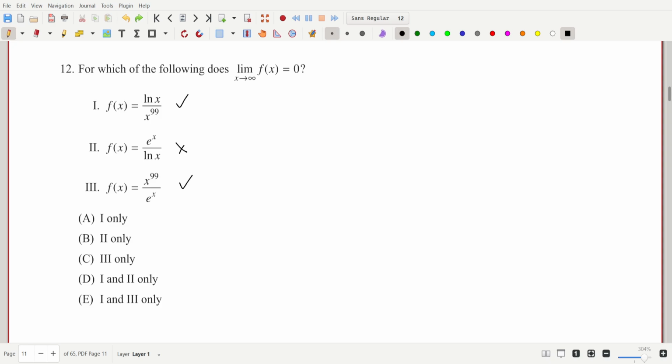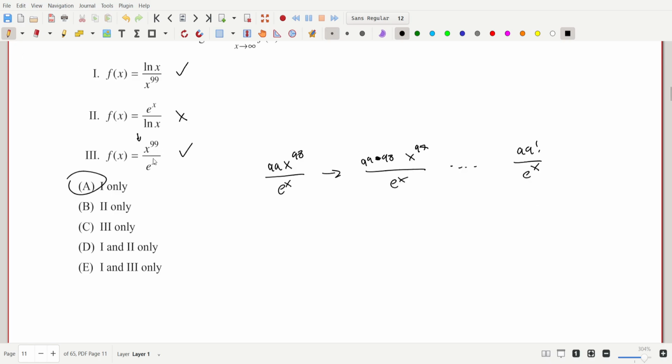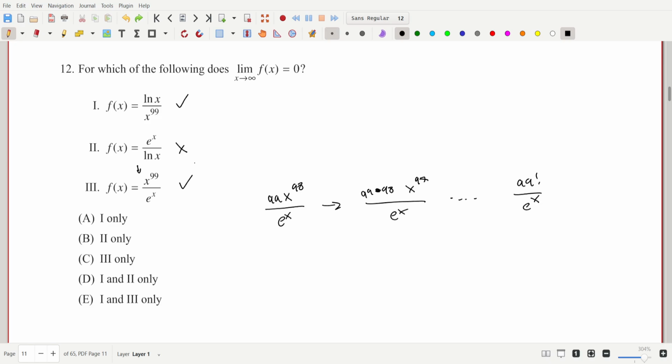So if you take L'Hopital's rule 99 times on that, I'll show you what I mean. If you take L'Hopital's, you get 99x to the 98 over e to the x, and then you get 99 times 98 times x to the 97 over e to the x, and you just keep going. Because e to the x never changes. You go all the way down until you get to 99 factorial over e to the x, and that will, of course, go to 0. Right, one only. Sorry, 3 is correct. 1 and 3.